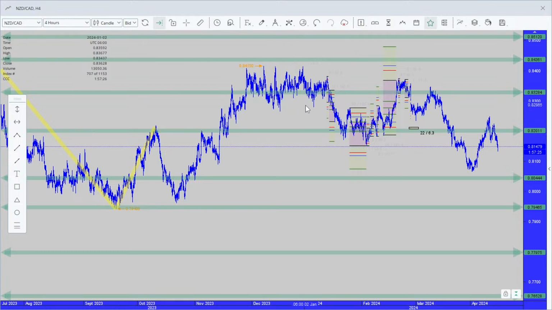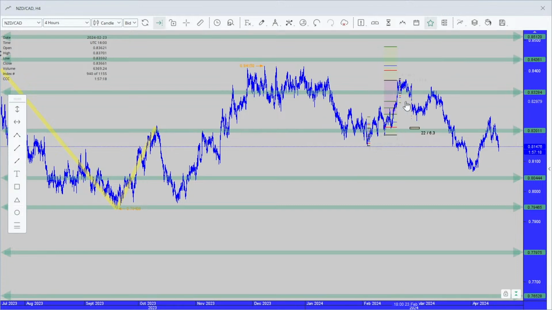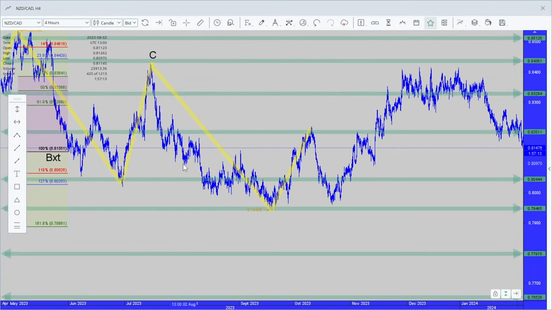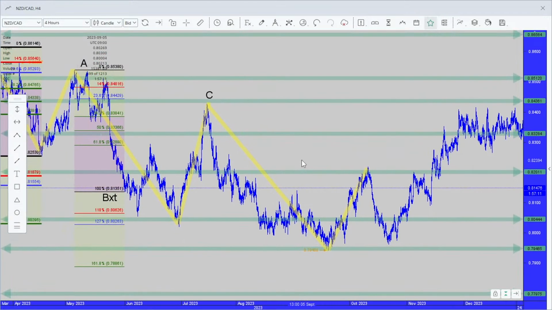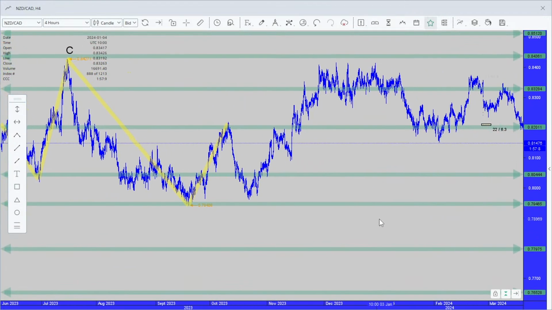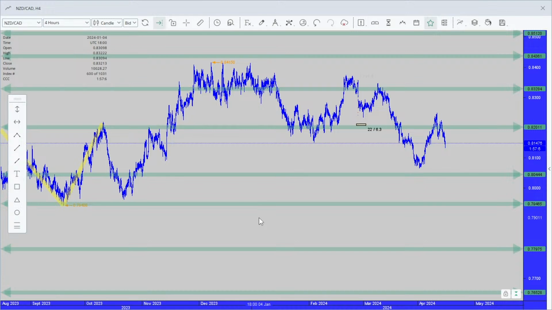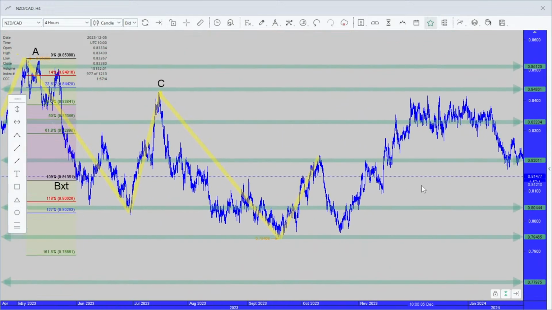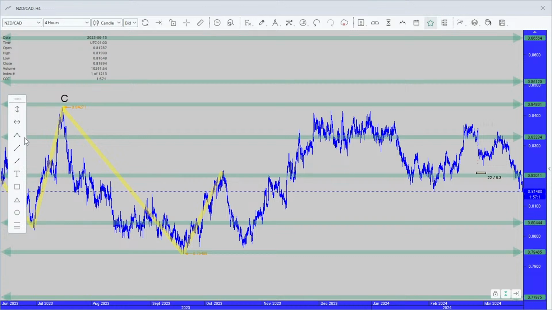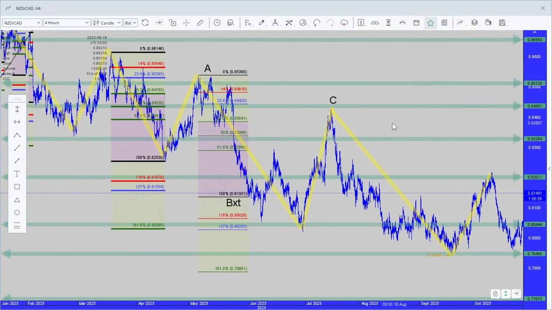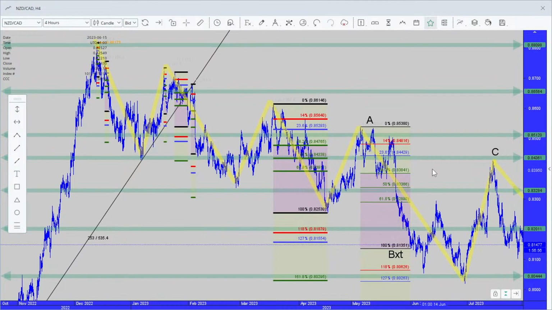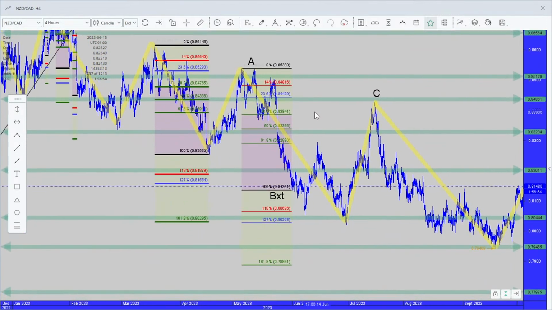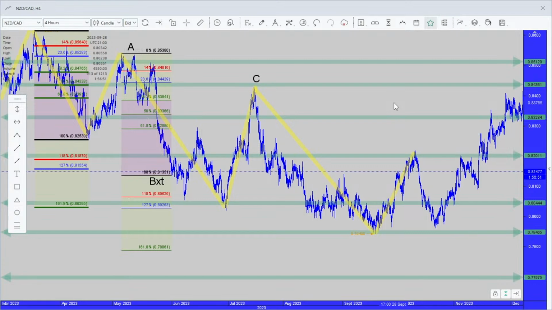Delete this one, delete this one, delete. Nice example today, everybody. ABC, green goes to green. The market didn't hit the green. All right, so that's still the C. ABCD on NZDCAD 4-hour chart.